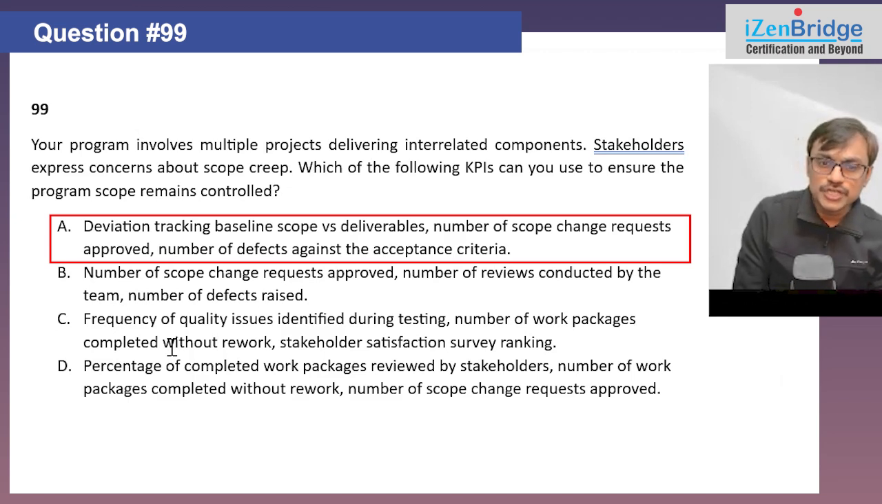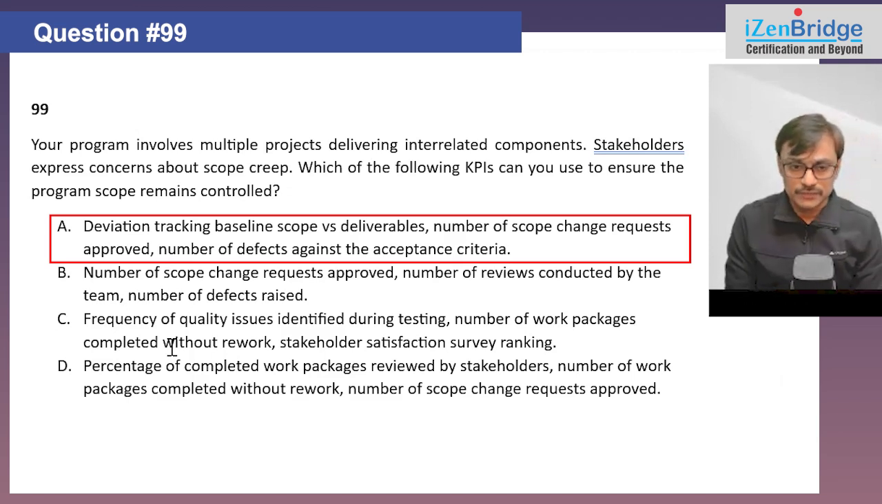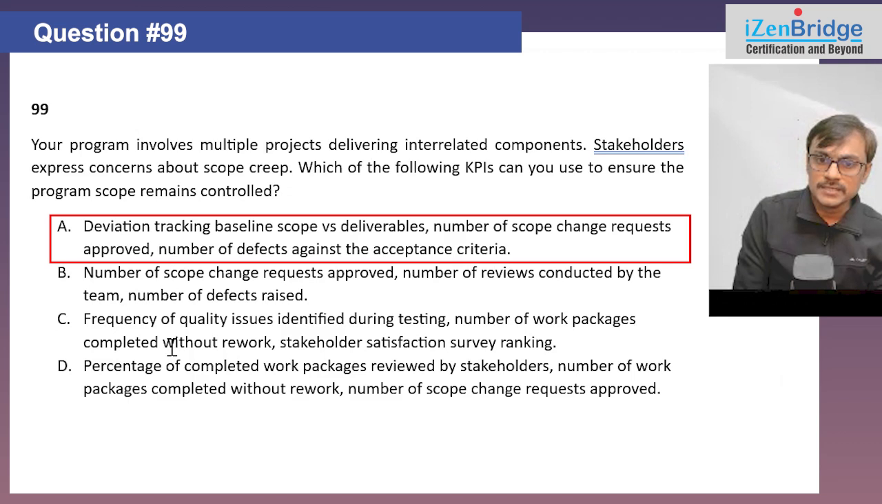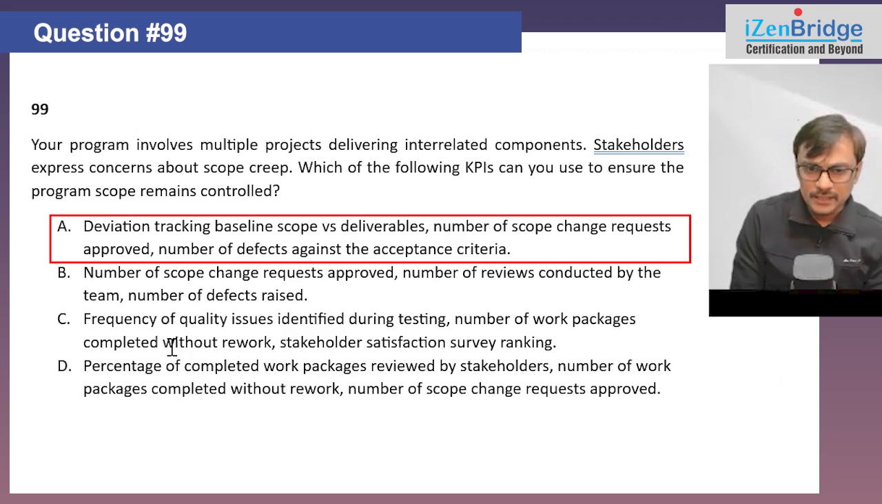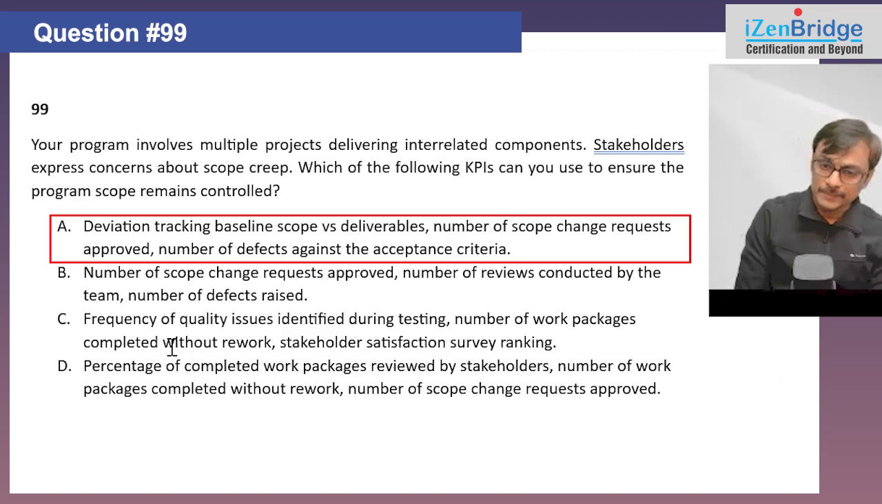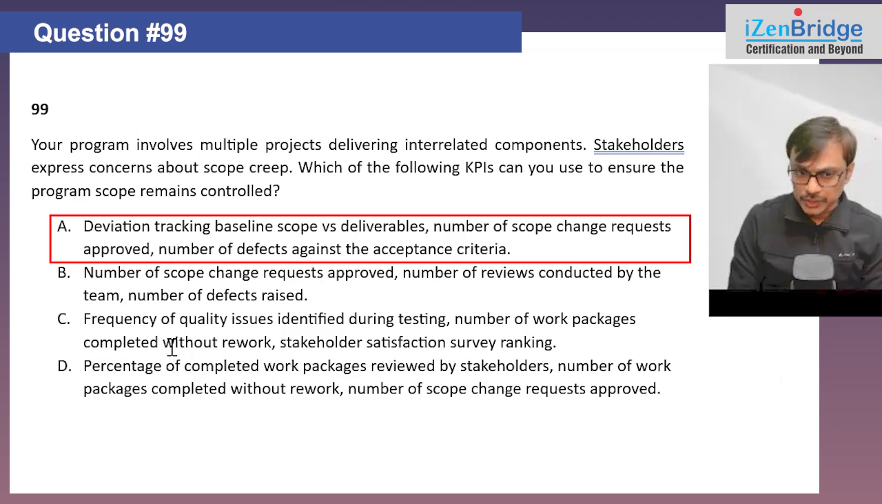Number of scope change requests approved. In a way, yes, we can keep an eye on change requests. Number of defects against the acceptance criteria. We can say that, yeah, things which were not matching as per acceptance. So I would say the first and last are more or less the same. Number of defects against acceptance criteria is more specific. You are making something which is not part of the scope. It could be a deviation of implementation as well. It could be a quality issue as well. But yeah, A looks good.